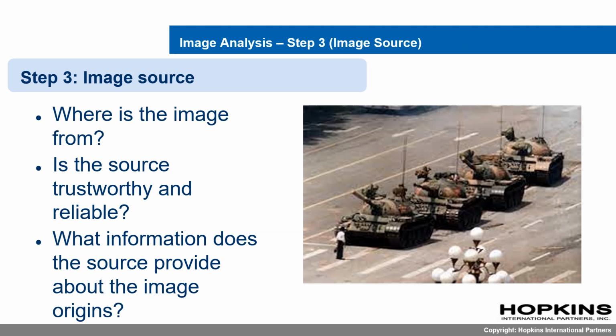Step 3. Image source. Where is the image from? Is the source trustworthy and reliable? What information does the source provide about the image origins? The image is from Jeff Widener of the Associated Press. The Associated Press is a non-profit news organization in New York that is over 150 years old. Jeff Widener is an American photographer. Through the years, he has covered assignments in over 100 countries, involving civil unrest and wars to social issues. He was the first photojournalist to file digital images from the South Pole.